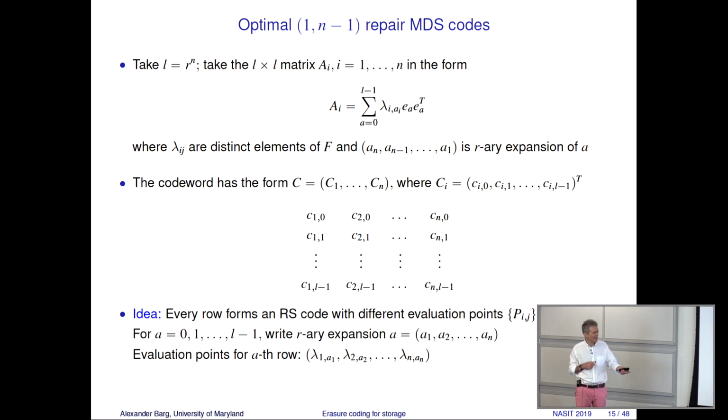The idea underlying this construction: every row forms an RS code with different evaluation points. And the evaluation points for the a-th row are given by the expansion of the label of the row to the base which equals the number of parities. Do that, you get optimal repair.